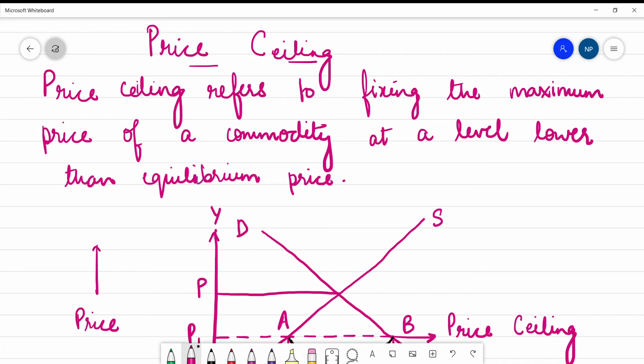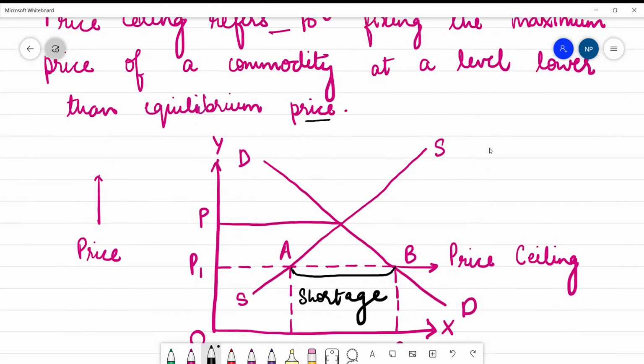Hence, price ceiling refers to fixing the maximum price of a commodity at a level lower than the equilibrium price. Price ceiling, or maximum price ceiling, refers to the imposition of an upper limit on the price of a good by the government. Why is it needed? Why is a price ceiling needed?